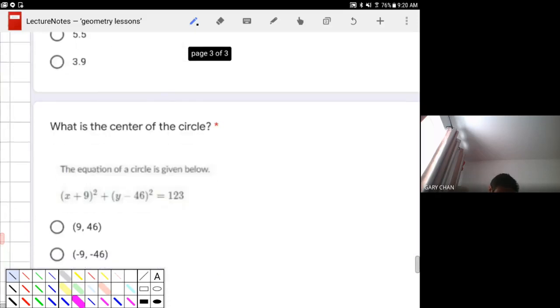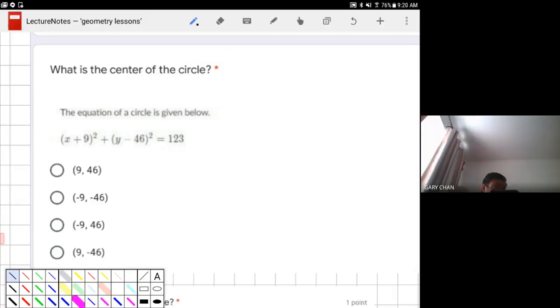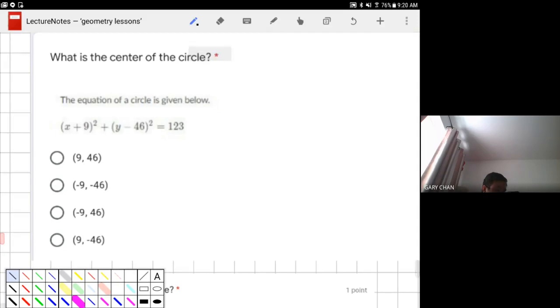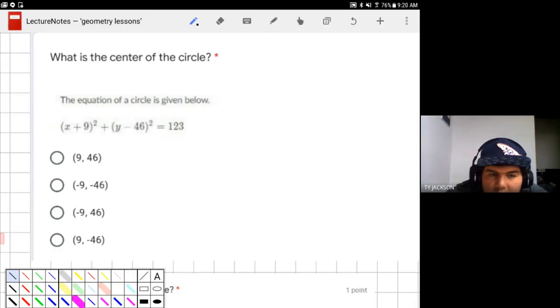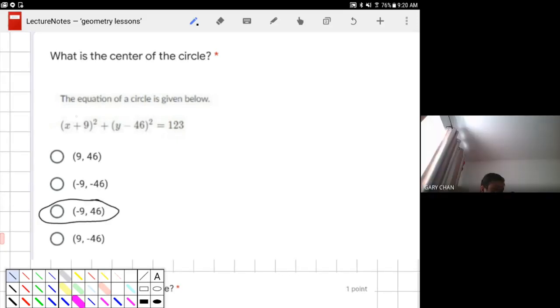Let's take another look at another problem. It's the exact same equation, but this time I'm asking for the center. So where's the center in this case? It'd be negative 9, positive 46. There you go. I was about to say the same thing. Because right here, this is positive, so therefore that has to be negative. And this guy right here is minus 46, so therefore we know the y-coordinate has to be positive. Very good, guys.